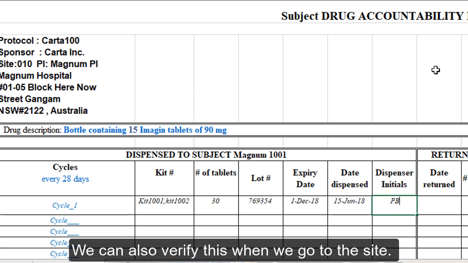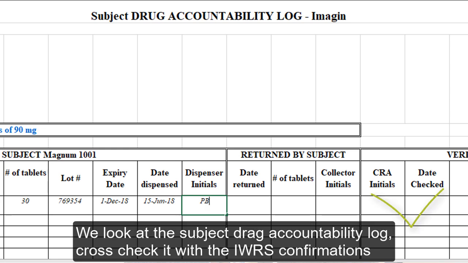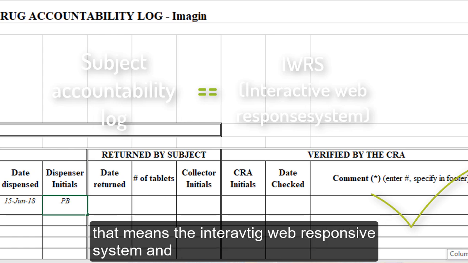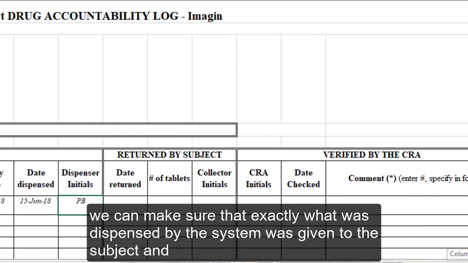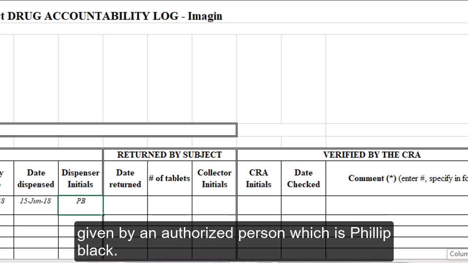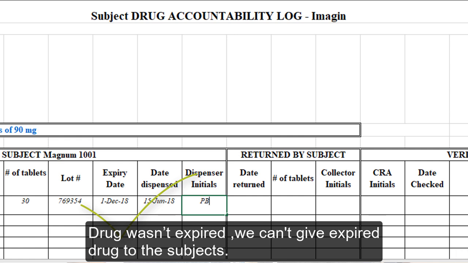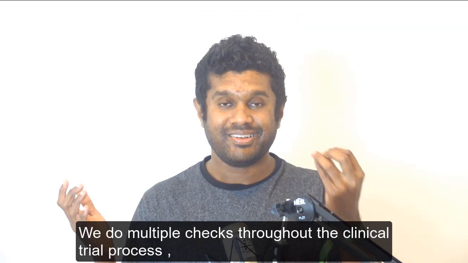So we can also verify this. When we go to the site, we will look at the subject drug accountability log and cross-check it with the IWRS confirmations, the Interactive Web Responsive System, and we can ensure that exactly what was dispensed by the system was given to the subject and given by an authorized person, which is Philip Black, and this drug was within expiry date. You know, we can't give expired drug to the subject. So there are multiple checks throughout the clinical trial process.